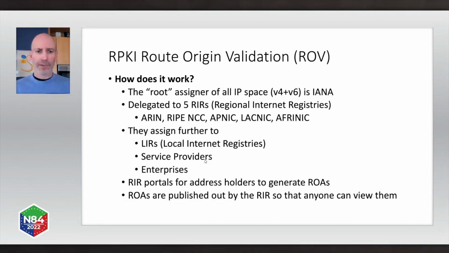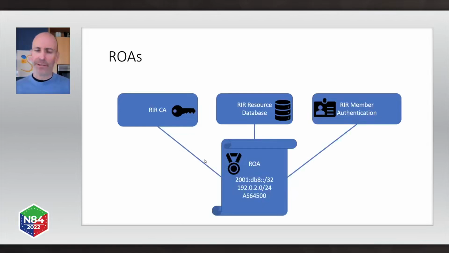RIR portals for address holders can be used to generate ROAs. And then ROAs are published by the RIR so anyone can view them. There are a couple of different ways that can break down, and we'll get into those details later. But just for a graphic orientation of how this works and what's necessary to get a ROA issued, these are the basic components: the RIR Certificate Authority, or CA, the RIR's resource database of all their resources, IP addresses and AS numbers, and then the member authentication to their system by the RIR member. Bringing those 3 things together are the basic building blocks of what's necessary to issue a ROA.